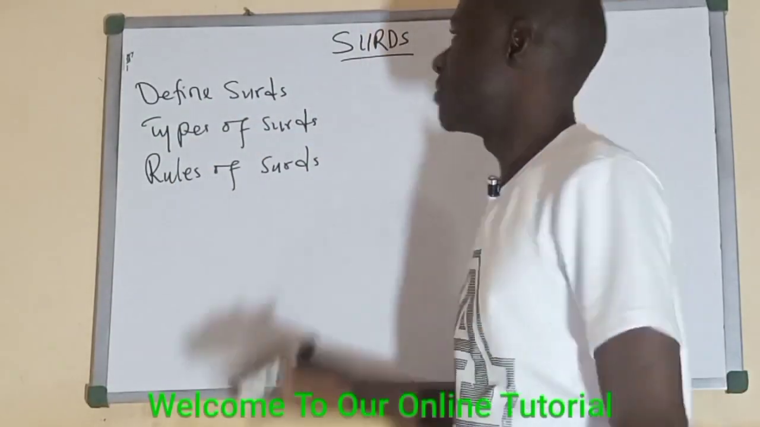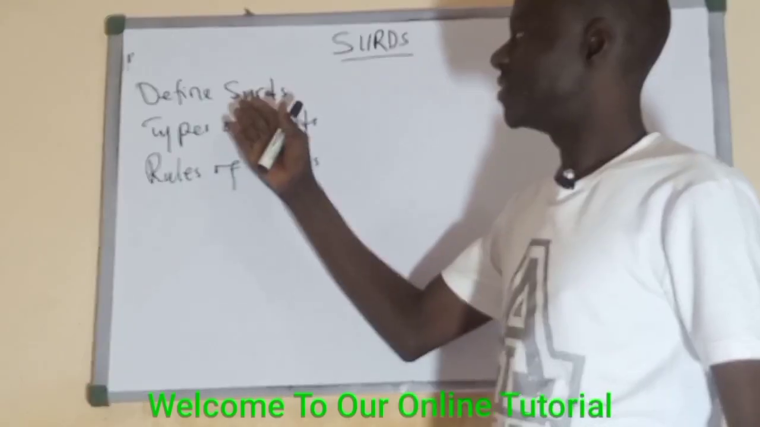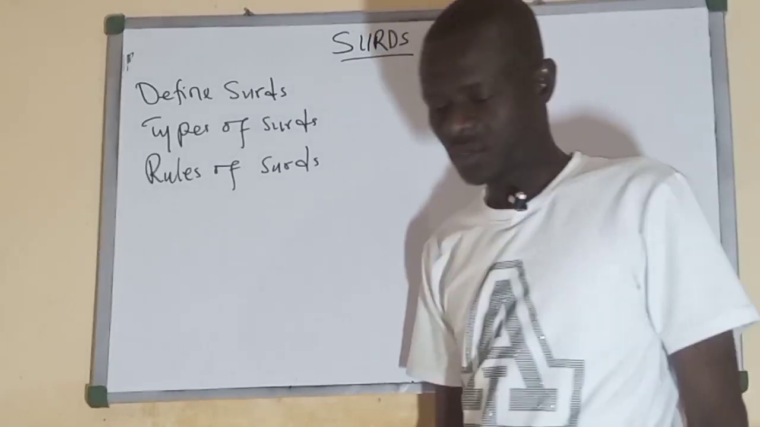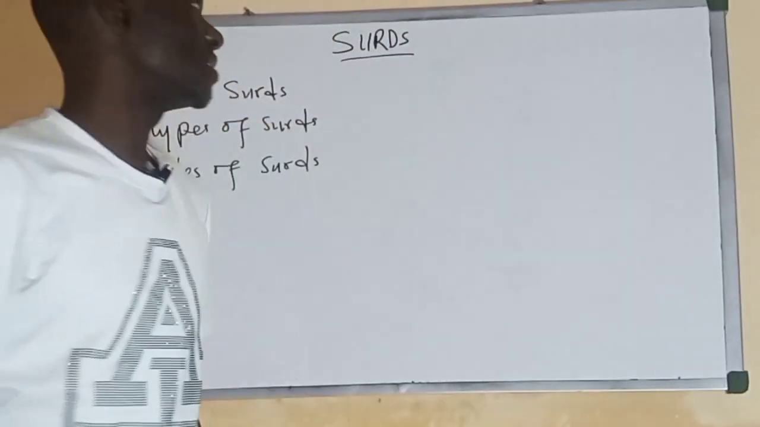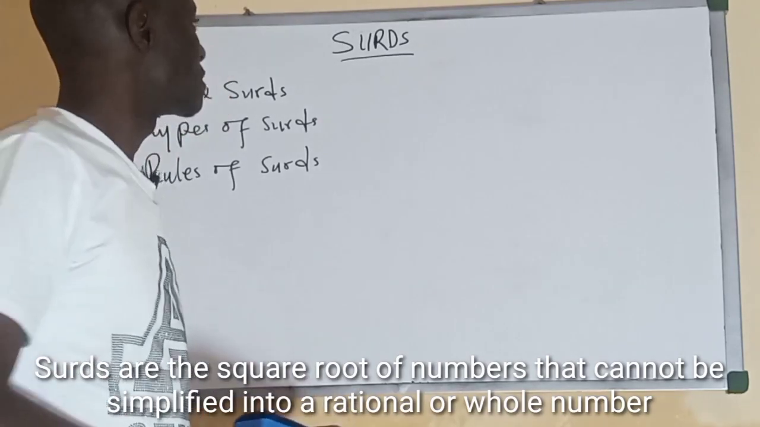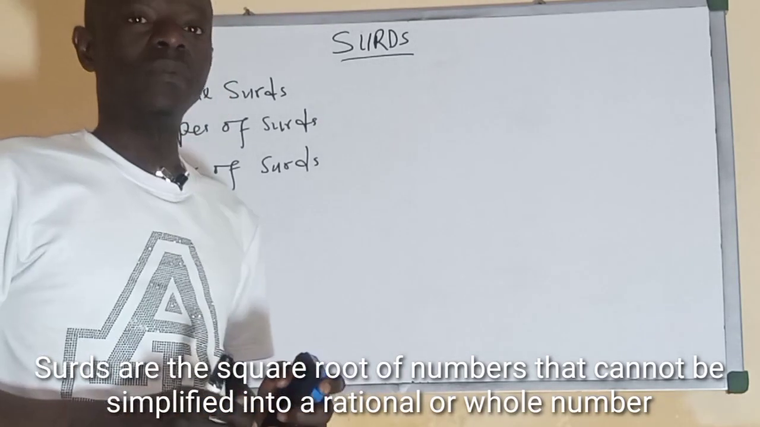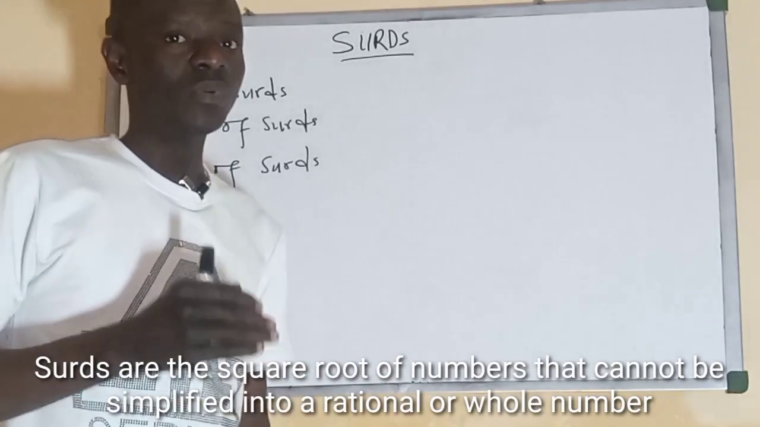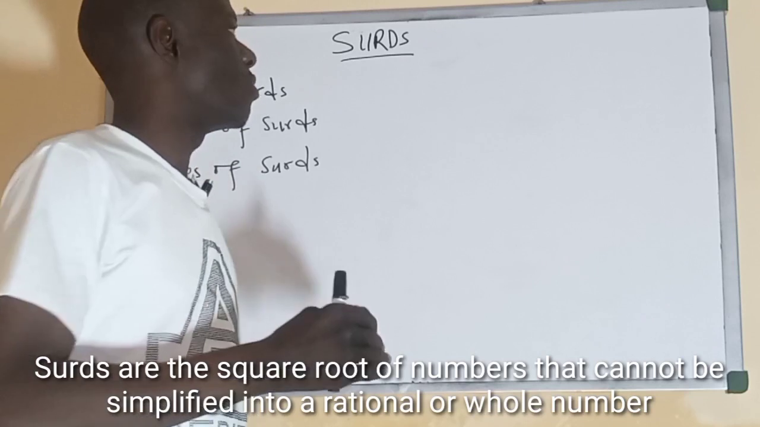Today we are going to talk about the surd: the definition of surd, types of surd, and the rules of surd. When we say surd in mathematics, a surd can be defined as the square root of a number that cannot be simplified as a rational or whole number.